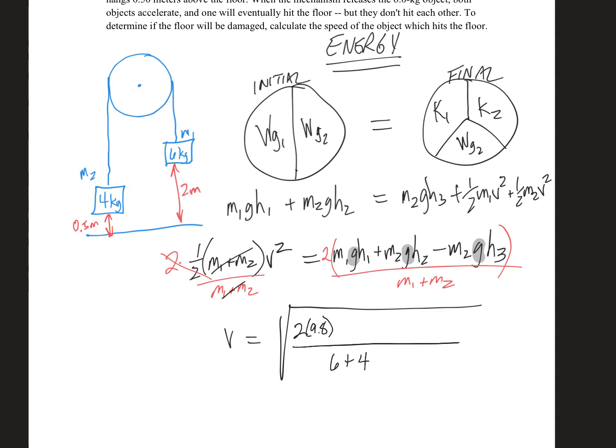6 plus 4 down here. Let's see, M1H1, so 6 times 2 plus 4 times half minus 4 times 2.5. Something like that. And so that's going to give us 2.8 meters per second at the speed. We want to know what speed it hits the floor.